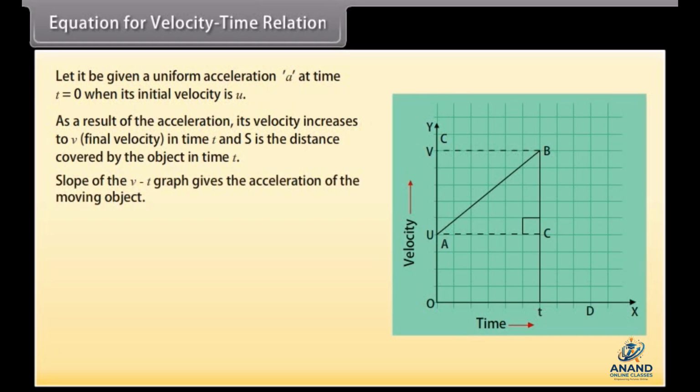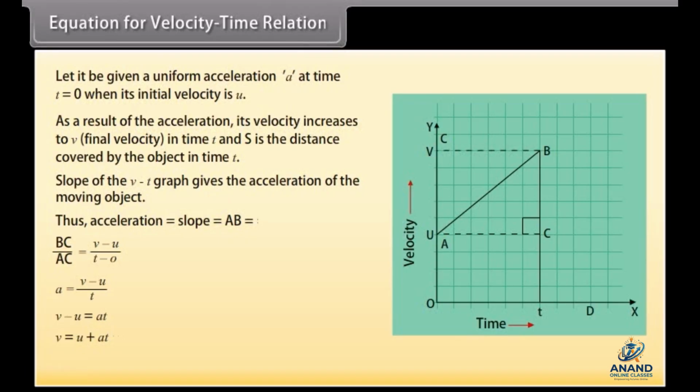The slope of the v-t graph gives the acceleration of the moving object. Thus, acceleration is equal to slope, which equals AB upon... BC upon AC, which is equal to (v minus u) upon (t minus 0), where a is equal to (v minus u) upon t. This gives v minus u equal to at, so v equals u plus at, which is the first equation of motion.